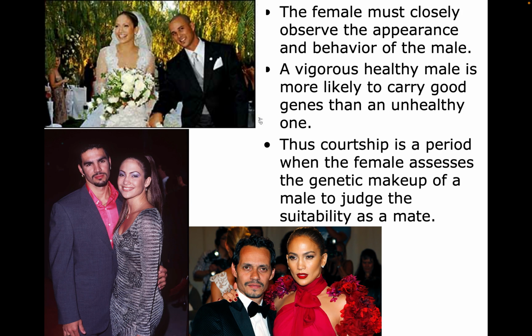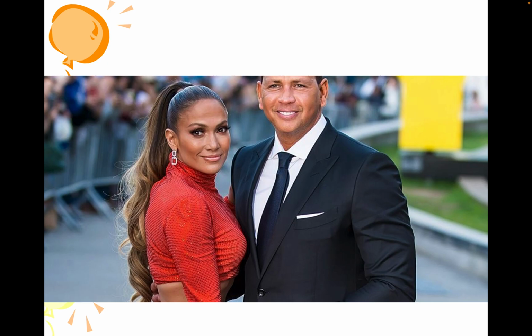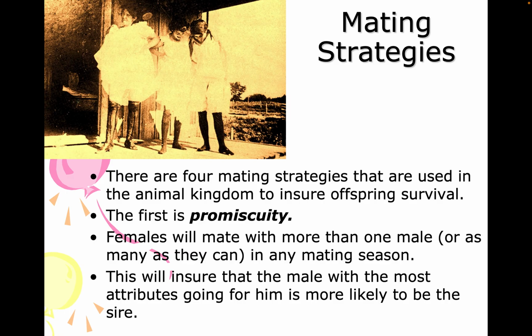There you go. There are four mating strategies that are used in the animal kingdom to ensure offspring survival. The first is promiscuity, having sex as frequently as possible. Females will mate with more than one male or as many as they can in any mating season, and this is what happens with chimpanzees. Female chimpanzee will come into estrus.